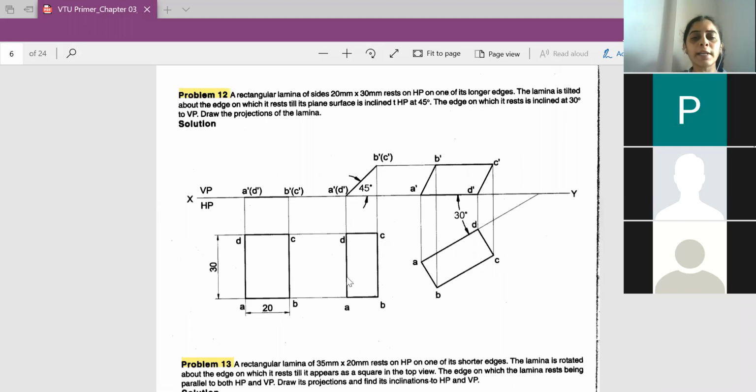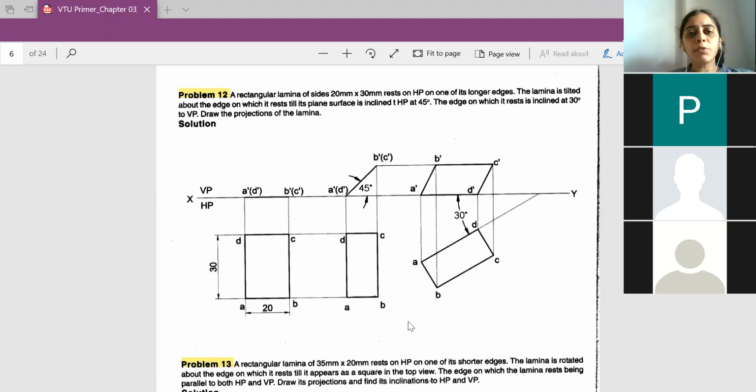After this, you will take the projection down. So when you take the projection down, you should extend the projection from the top view also. After extending the projection, read the locus. Locus of D is meeting D dash over here. Locus of C is meeting C dash over here. Locus of A is meeting A dash over here. Locus of B is meeting B dash over here. So you got A, B, C and D. So this is the apparent shape of the top view. This is the true shape of the top view.